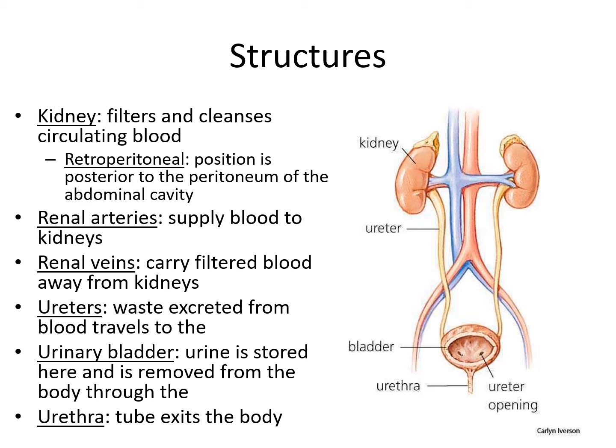From the urinary bladder, we are going to exit the body through the urethra. The urethra is going to exit the body from the urinary bladder, and that is the tube in which you pee out of.